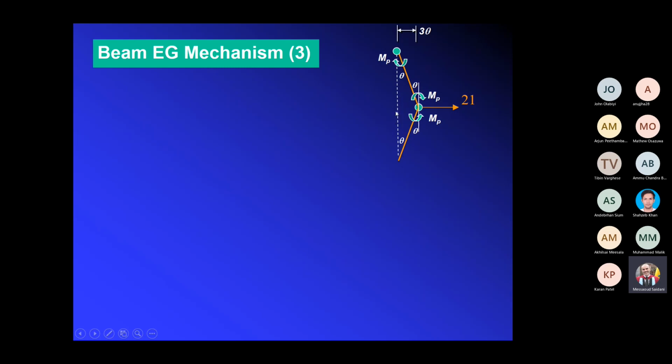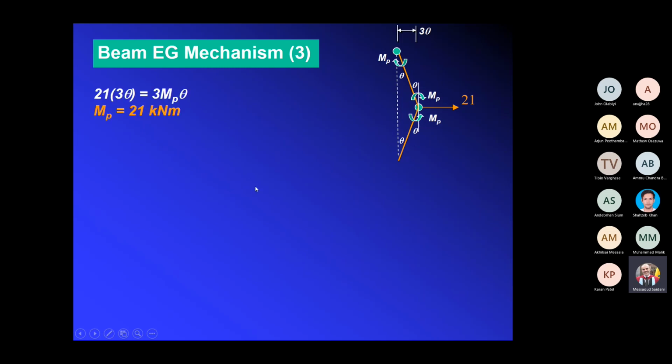So this length from the midpoint to the bottom is 3 meters. Therefore, we have 3 theta as the displacement. So this displacement is that length, 3, times theta. And then we have the hinges at these 2 points here, and no hinge at E.